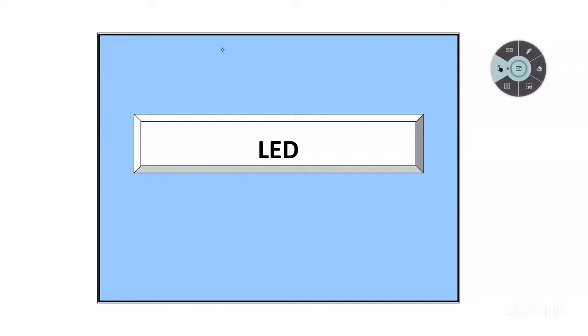Light emit means it emits light, it sends light outside. That happens by applying the DC supply. So here we are using only the DC components.